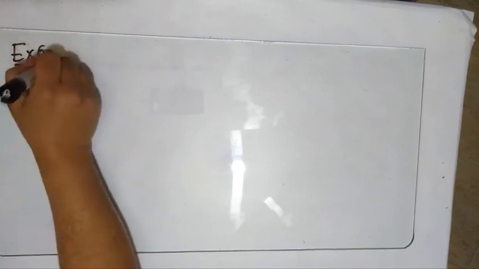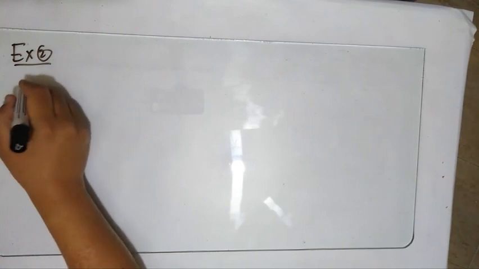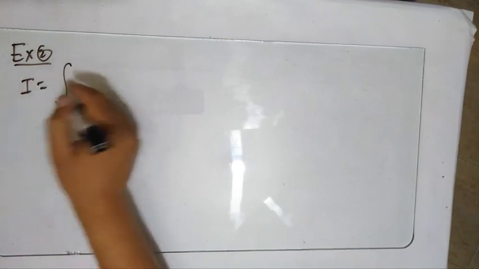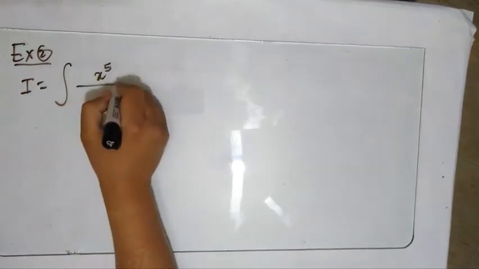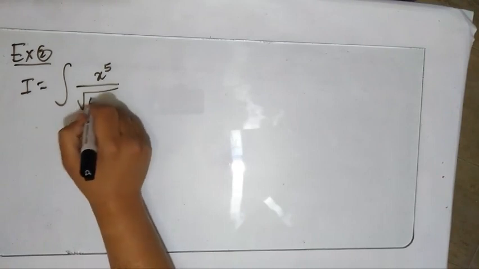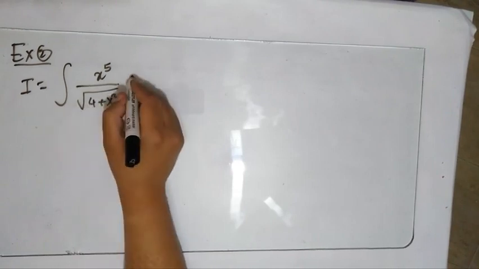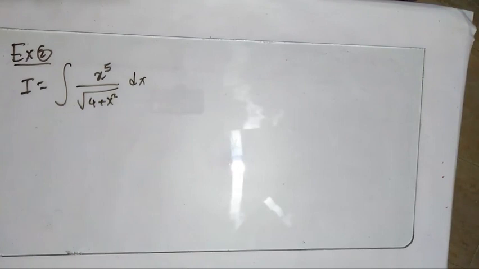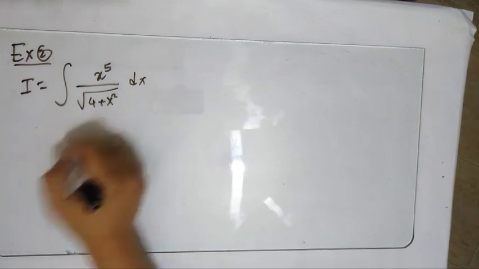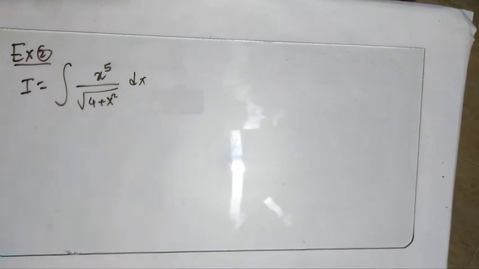Okay. So now let's see another example. Example 2. We want to solve this integration: I equals the integral of x to the power 5 over the square root of 4 plus x squared dx. Okay, so now we have a square root of a quadratic expression.